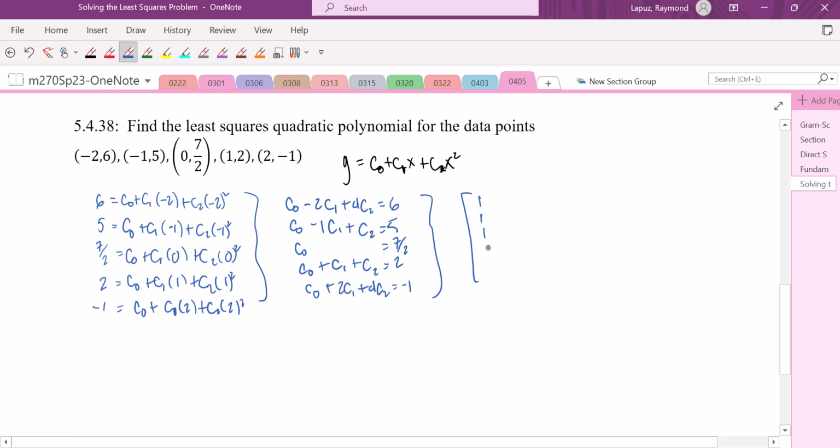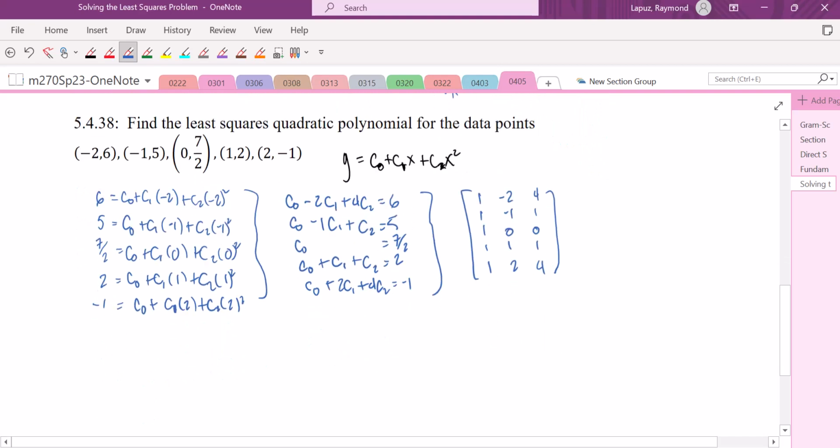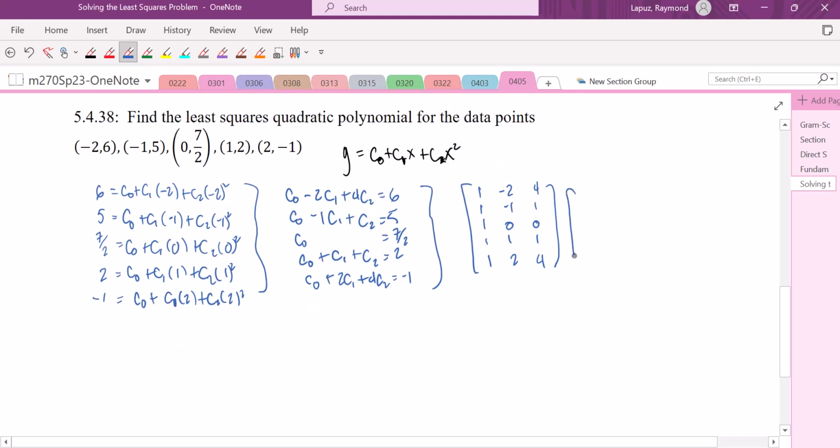We have 1s all the way down here for the 5 equations. And then we have the x values, that's negative 2, negative 1, 0, 1, and 2. And then the x squared values, that's 4, 1, 0, 1, and 4. So that's kind of like what we saw, anticipated here in our set of equations. And this will have c sub 0, c sub 1, c sub 2 being multiplied to it, and our b will end up just being the y values, which is 6, 5, 7 halves, 2, and negative 1.